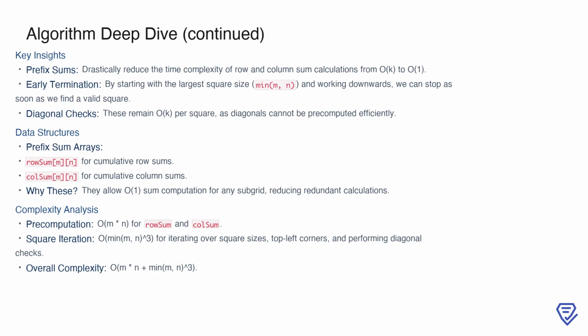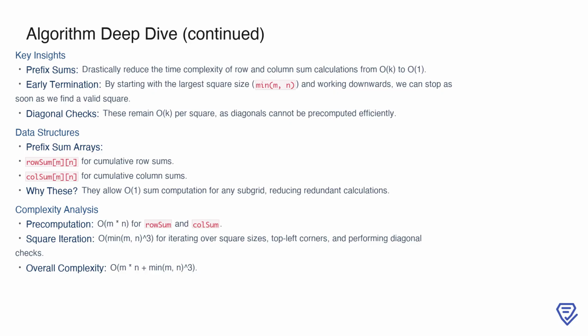Let's highlight some key insights that make this approach efficient. First, prefix sums are a game changer here, as they reduce the time complexity of row and column sum calculations from O(k) to O(1) for any subgrid. This optimization is crucial when dealing with larger grids. Second, starting with the largest square size and working downwards allows for early termination as soon as a valid magic square is found, saving unnecessary computations for smaller sizes. However, diagonal checks remain O(k) per square because diagonals cannot be pre-computed in the same way as rows and columns.